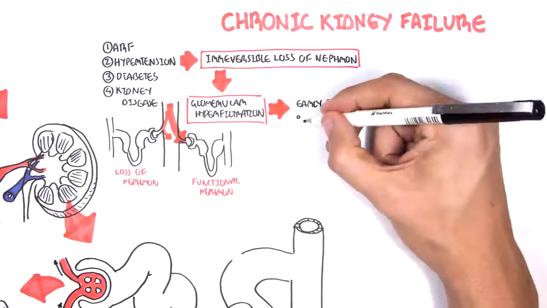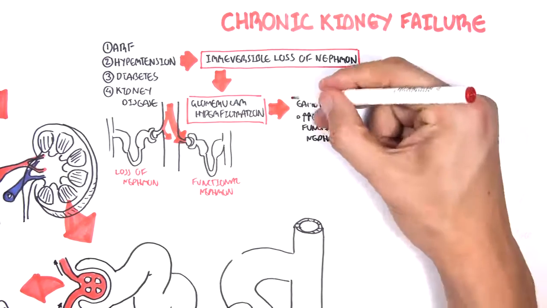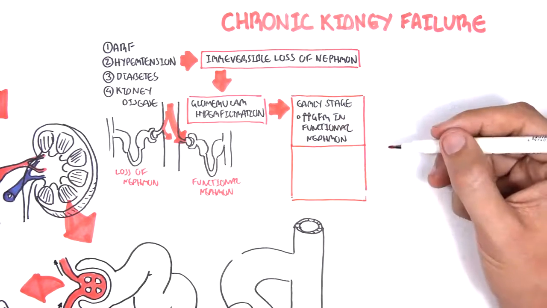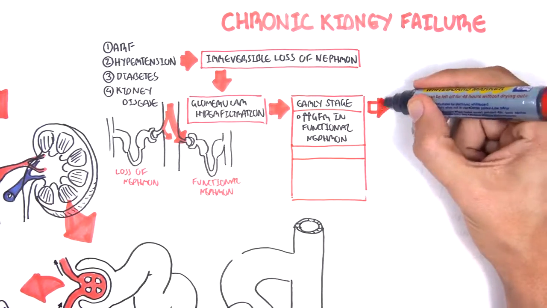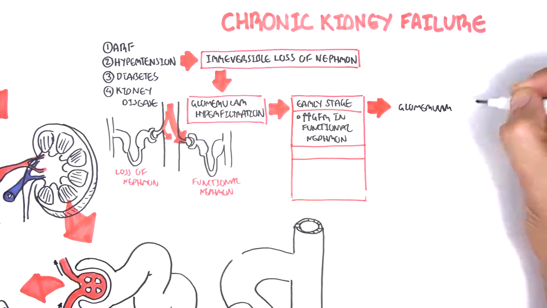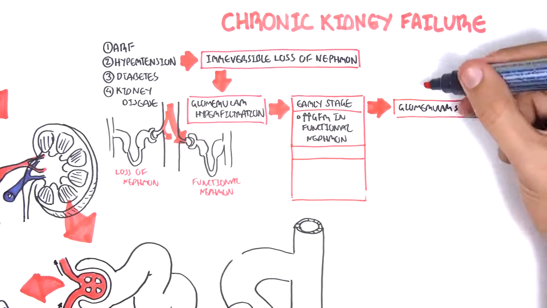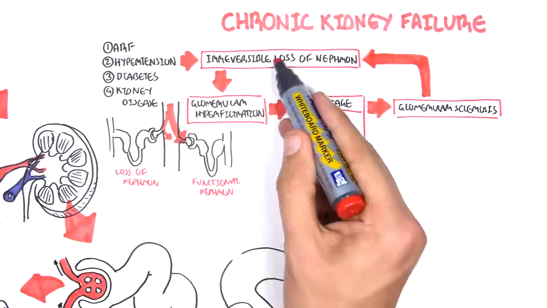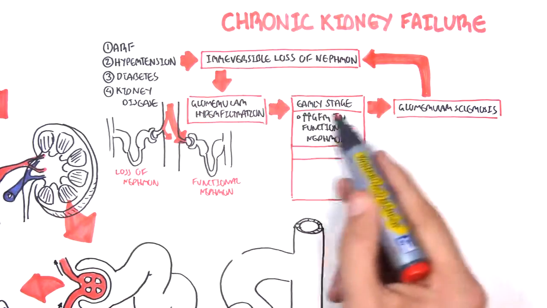Now, during the early stages, glomerular hyperfiltration is tolerated. We get a big increase in GFR in the functional nephron. After a while, this hyperfiltration results in sclerosis because there's so much pressure. And eventually, glomerular sclerosis will lead to loss of that nephron as well. And the cycle will continue.